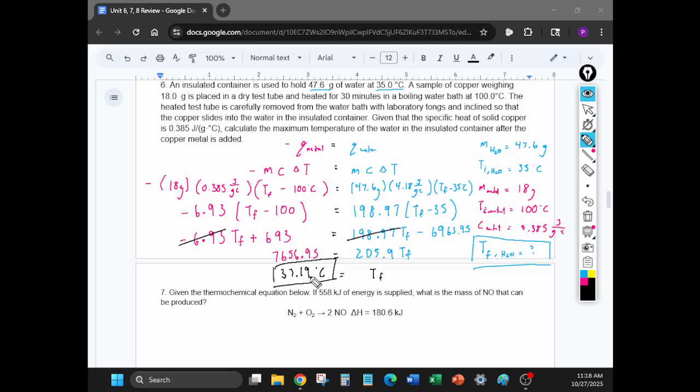Okay, and if you look at our answer, it makes sense with the scientific principle, right? The metal cools down, the water heats up, and they meet in the middle, albeit very close to the water, which makes sense, right? Because if you remember, water takes a lot of energy to heat up. Metal has a very low specific heat, so it contains less thermal energy.